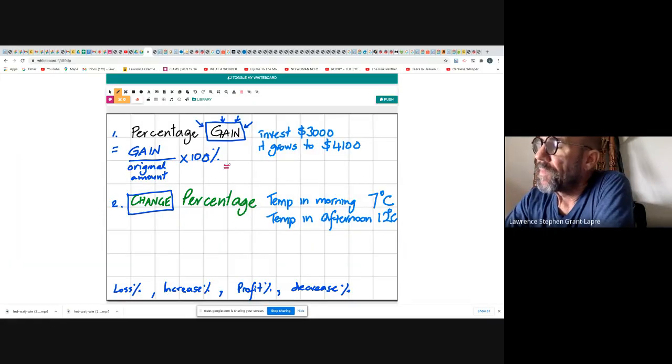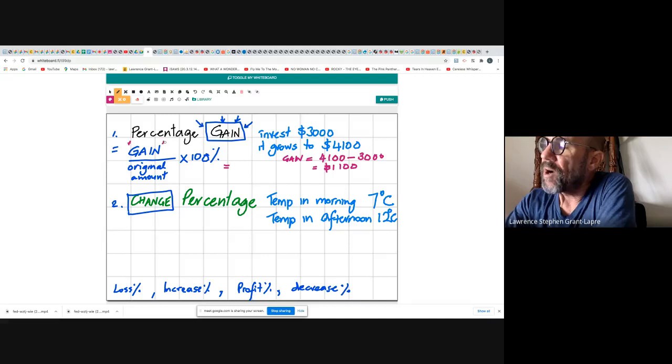What was my gain if I invest $3,000 and it grows to $4,100? Well, to get the gain, you simply subtract those two numbers. You take away 3,000 from 4,100 and you get the gain. The gain in this case was 1,100. That's the gain that goes on top of the fraction.